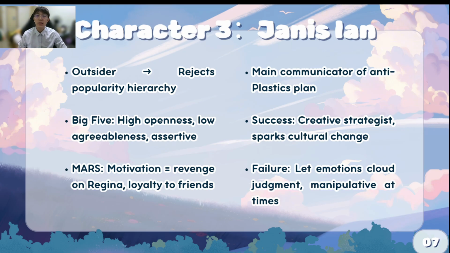Janice Land's biggest accomplishment was changing the culture at North Shore High by standing up to Regina and pointing out the harmful fear systems. This led to a more inclusive school culture, but her biggest mistake was letting anger and hurt feelings control her actions, which sometimes made her deceptive and even hurt her friendships.